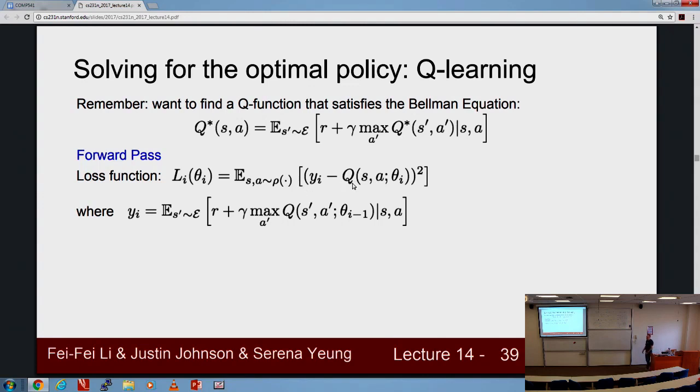Since the purpose here is not to estimate probabilities or classes, but it's actually to estimate values, the natural loss function to use in this case would be the squared loss. It's more of a regression problem.